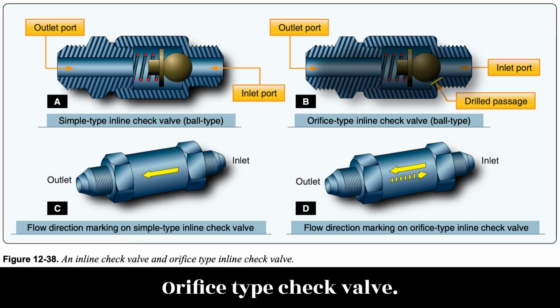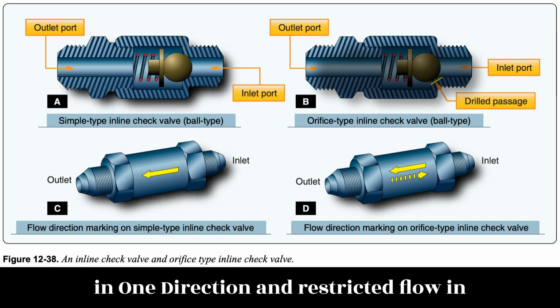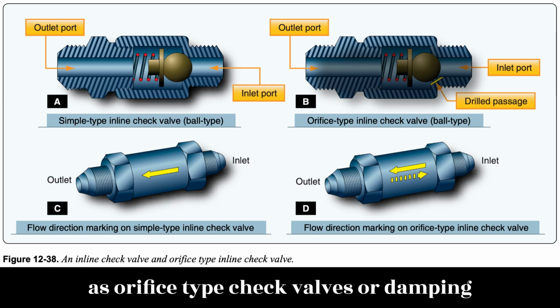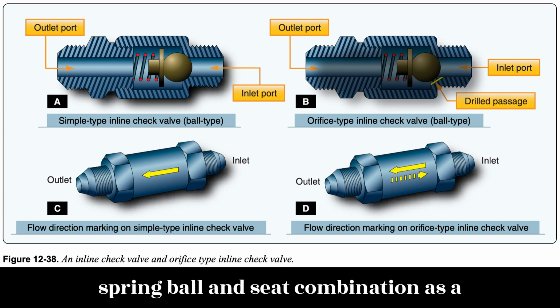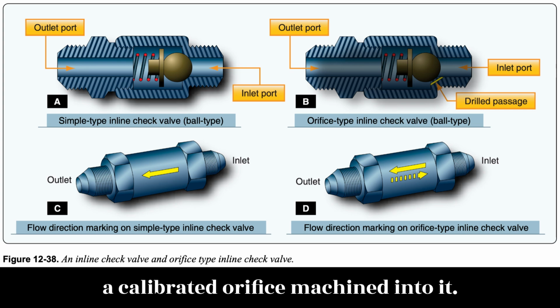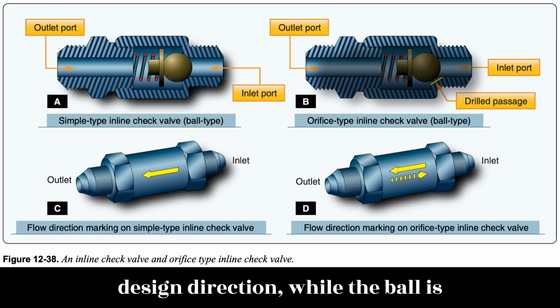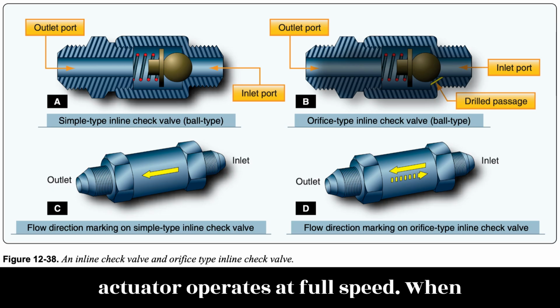Orifice-type check valve. Some check valves allow full fluid flow in one direction and restricted flow in the opposite direction. These are known as orifice-type check valves, or damping valves. The valve contains the same spring, ball, and seat combination as a normal check valve, but the seat area has a calibrated orifice machined into it. Thus, fluid flow is unrestricted in the designed direction while the ball is pushed off of its seat. The downstream actuator operates at full speed.